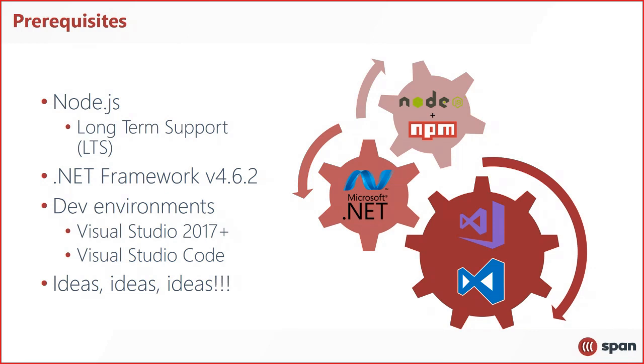Why? Because I don't need to move outside of Visual Studio Code while I'm developing my control. I can have the code editor opened and the terminal just below that to run all the npm commands that I need. And also, the last one is ideas. Why is that? Because if you don't have ideas, sadly, you will not build anything at all.